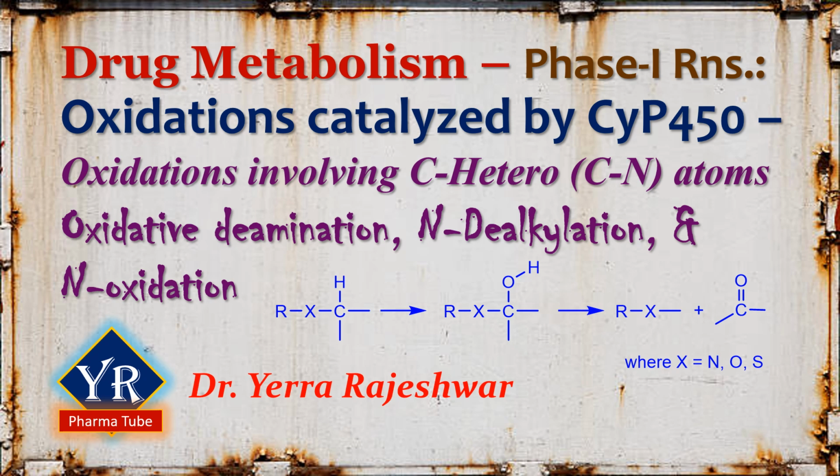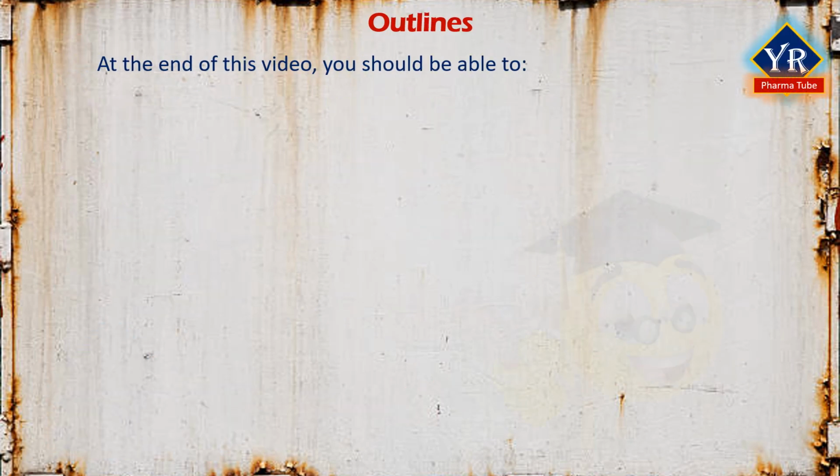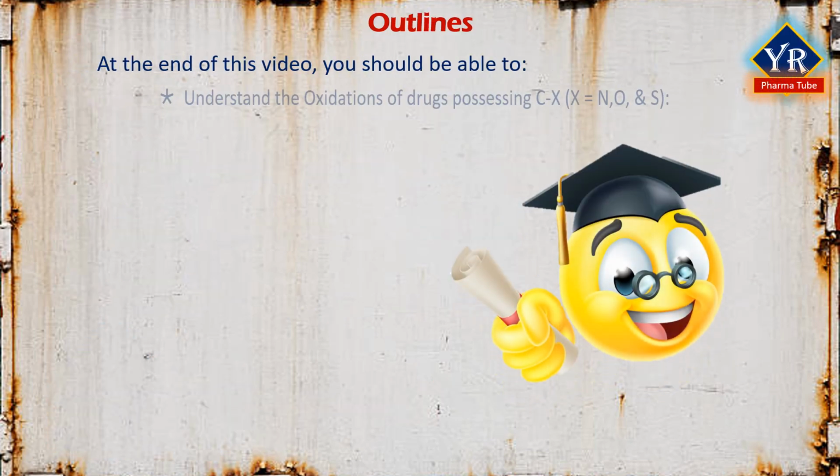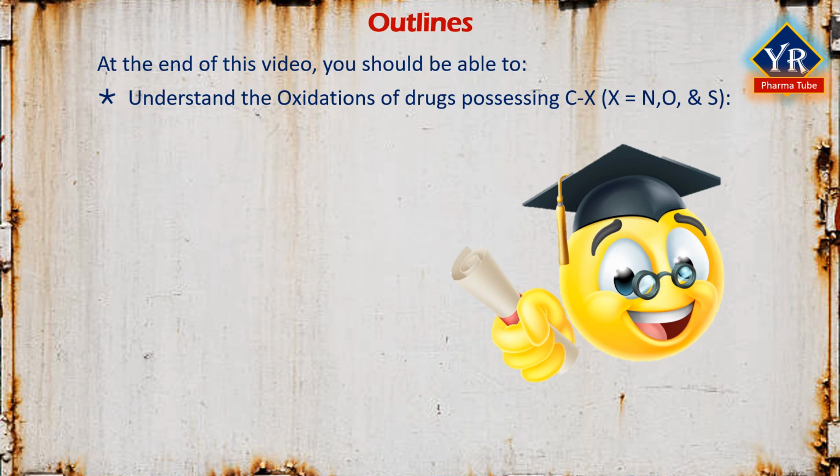In this lecture, we shall try to understand the oxidation reactions involving carbon heteroatoms. Particularly, we will talk about the oxidations involving carbon-nitrogen bond. At the end of this lecture, you should be able to understand the oxidation reactions of drug molecules possessing carbon heteroatoms such as nitrogen, oxygen, and sulfur.